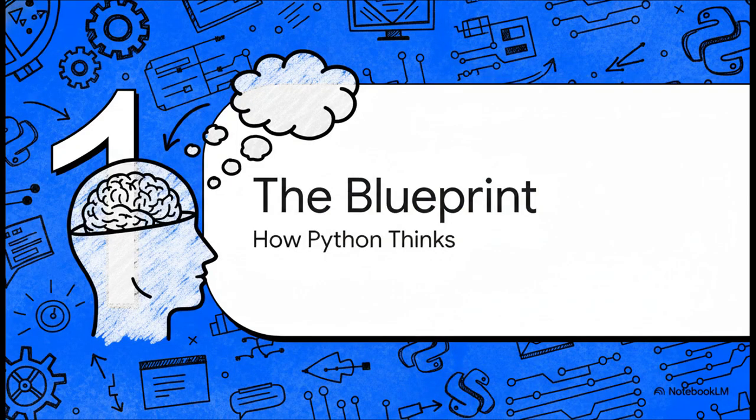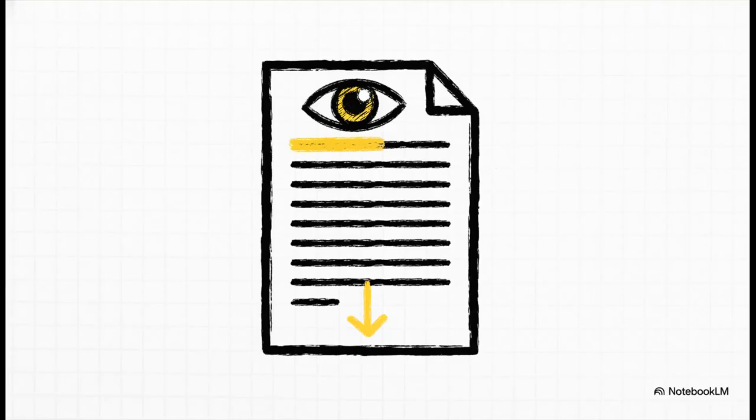So before we can build anything, we need to understand the blueprint, right? We have to get inside Python's head just for a minute and see the simple foundational rule that governs how every single script runs. And here it is. It sounds almost too simple, but trust me, this is the most important mental model you can have.